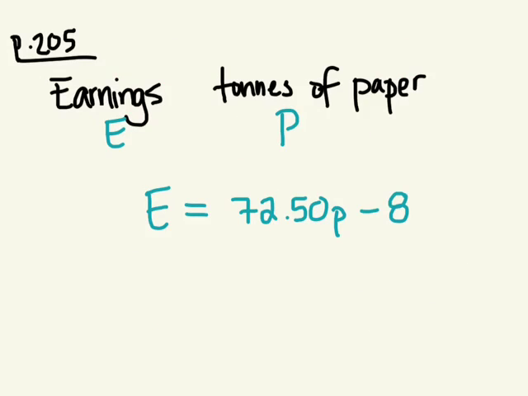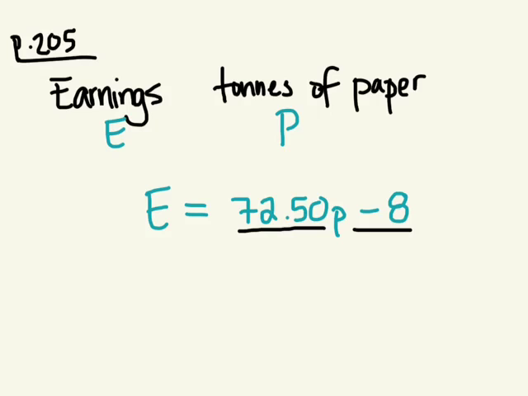The equation that relates her earnings and the tons of paper that she delivers. So her earnings can be calculated by taking the cost per each ton of paper, which is $70.50 per ton, and then they have to subtract $8 because she has to pay for the gas.